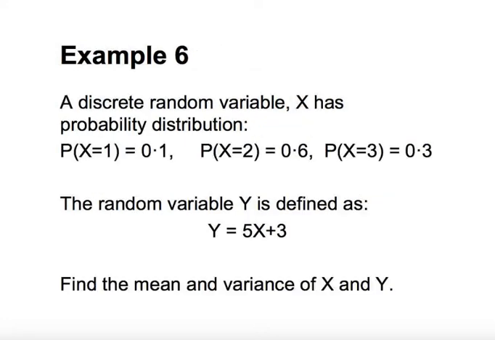In my example, we've got a discrete random variable x. It has a probability distribution where the probability that x equals 1 is 0.1, the probability x equals 2 is 0.6, and the probability x equals 3 is 0.3. We're told then the random variable y is defined as y equals 5x plus 3. So we want to find the mean and variance of x and y.